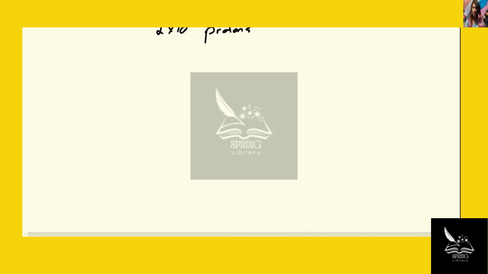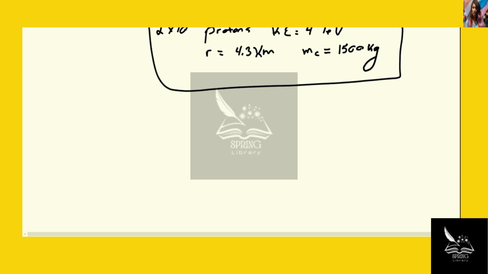We're also given the kinetic energy of the 4 TeV, and we have the radius given to us as 4.3 kilometers. And we're also given the mass of a car, which is 1,500 kilograms, okay? And now we can mark this off, just so you know where I have some of my values, and I'll leave it there for a second.